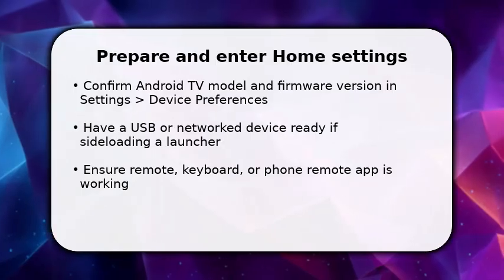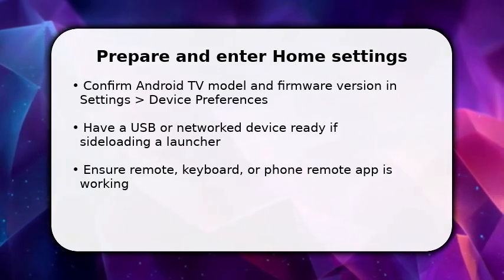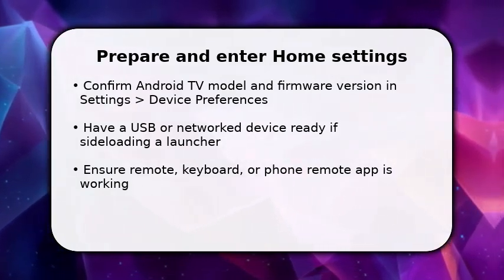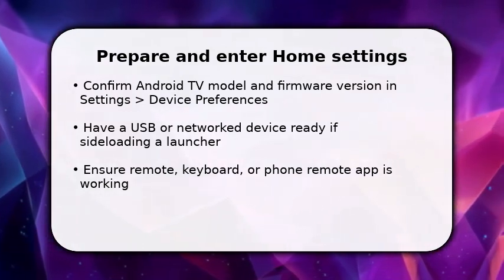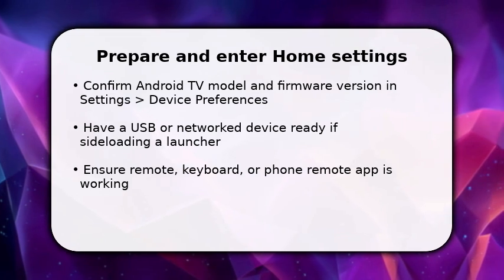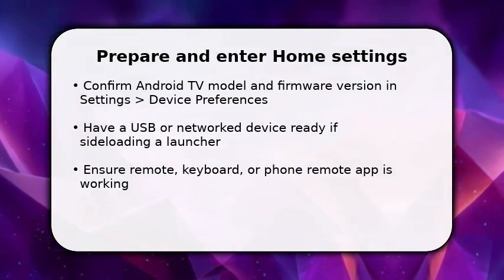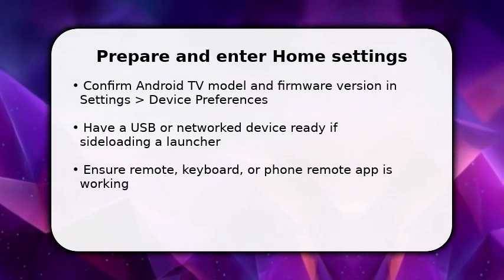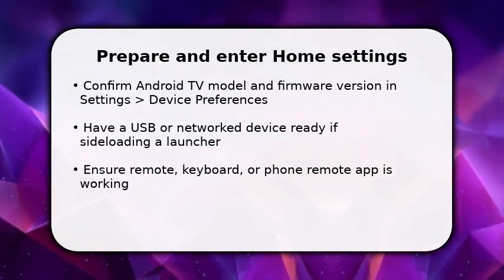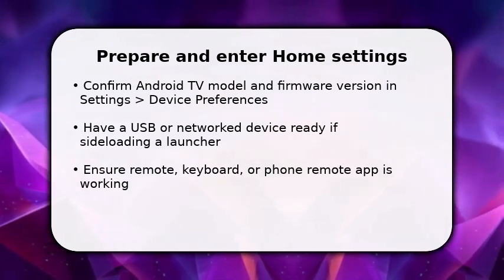You begin by checking your Android TV model and firmware so you know what options exist. Open Settings Device Preferences now. Once done, verify your remote or phone remote app is paired so navigation is immediate. If you plan to sideload an alternate launcher, make sure a USB drive or network share is available and that unknown sources is enabled for the installer app. Do this quickly. These steps prevent interruptions when you change the home experience.